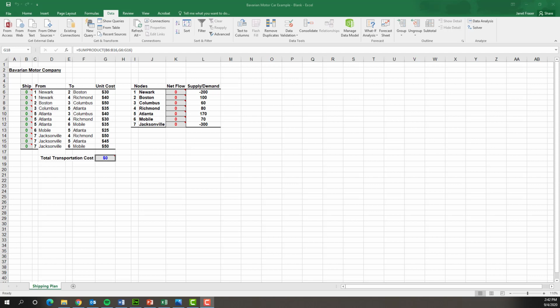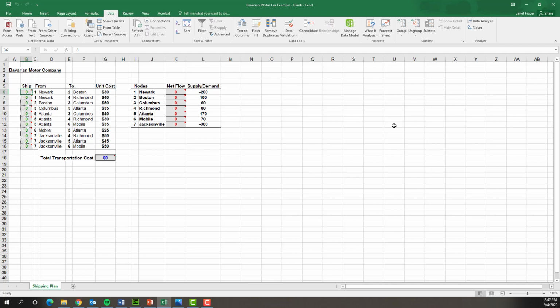Our objective cell is highlighted with the blue text, and it looks at the sum product of B6 through B16 and G6 through G16. So B6 through B16, these are our variable cells, and they're being multiplied by the unit cost, or the cost to transport each vehicle between the different nodes. And all of the potential combinations of nodes are listed here as from and to.